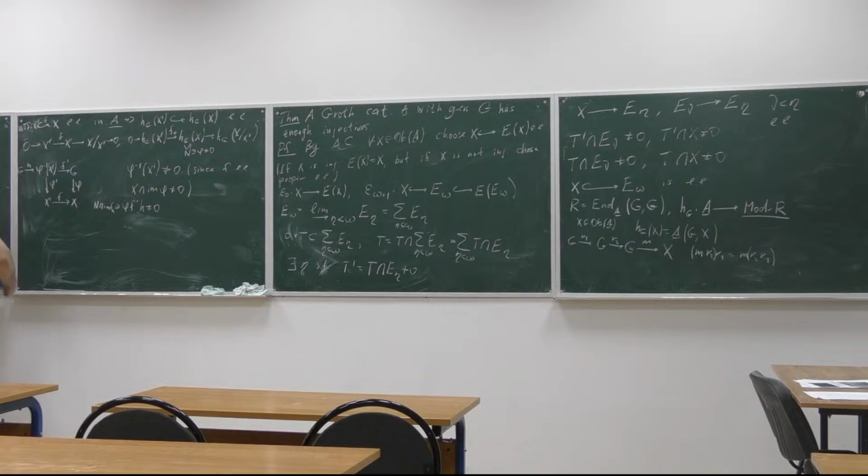Okay, so we proved this claim that this functor H sub G maps essential extensions to essential extensions. Well, the rest of the proof is more or less straightforward, right? The idea is the following. Take H sub G of the X. This is some right module. This can be embedded into an injective module.